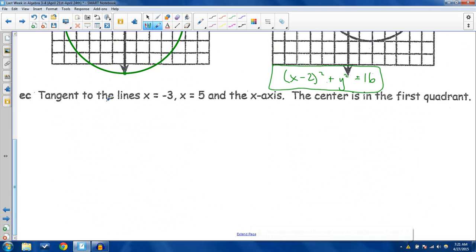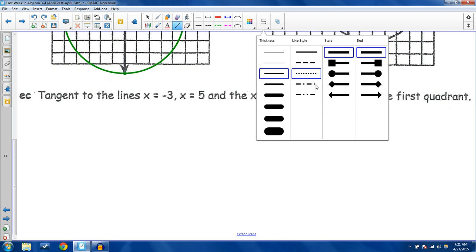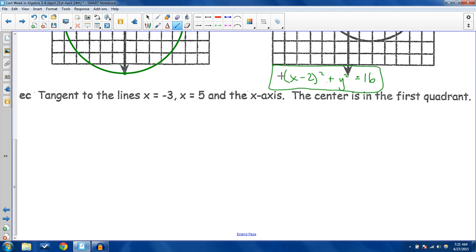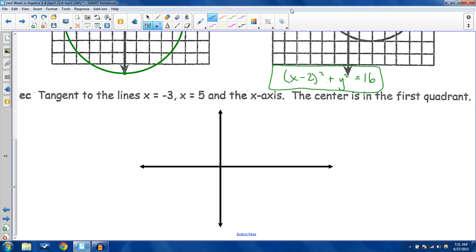So let's do this last one here. They do give us information, but sometimes it helps to graph it to get the actual information that we need. We need to find the equation of a circle tangent to these lines here, and the center is in the first quadrant. So if I do a graph here, give me a sec. If I do a graph, that might help me figure it out, because remember we talked about tangent. Here we have x equals negative 3. Let's go and do some lines.